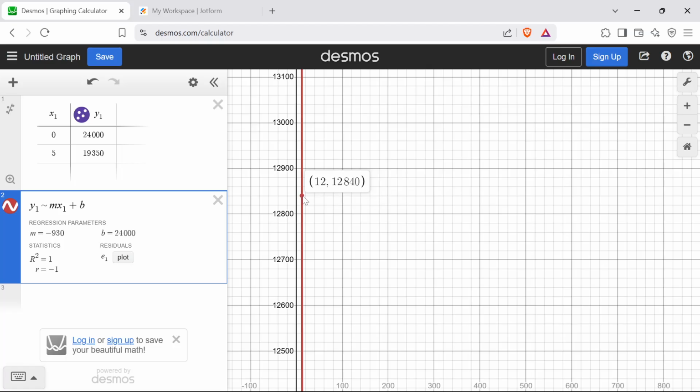So that's where it's going. I might not even, oh, I did. I was able to get to exactly 12,840, and it's 12. So the answer is 12.